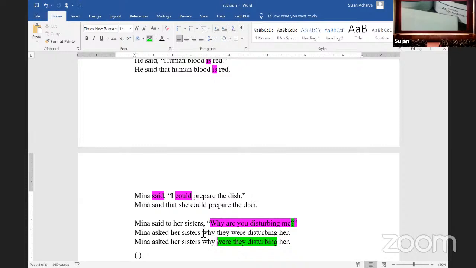Look here, after this WH word, we have subject. Here, after this WH word, we have verb and then subject. So this is auxiliary WH word plus auxiliary verb plus subject plus ing verb.